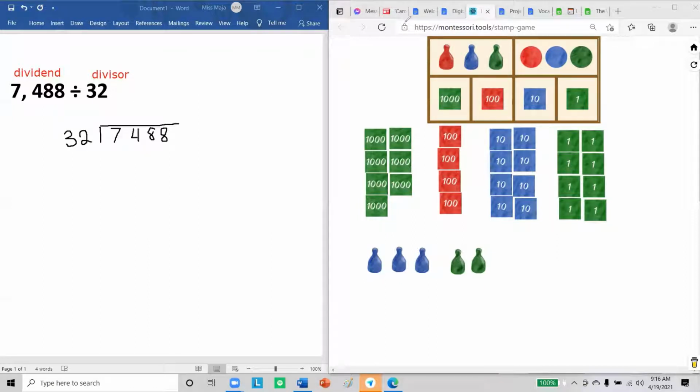Now, some of you may be familiar with this material, the stamp game. This is something that was used way back when you were in CASA. I built the material already. What do I mean by that? I have here the 7,000, the 400, and the 88. So 7,488 divided by 32 only asks the question, how many 32s are there in 7,488?